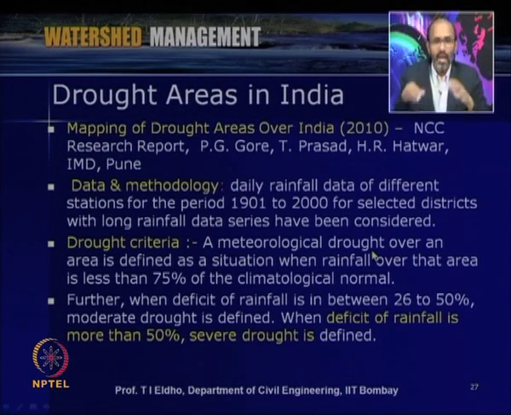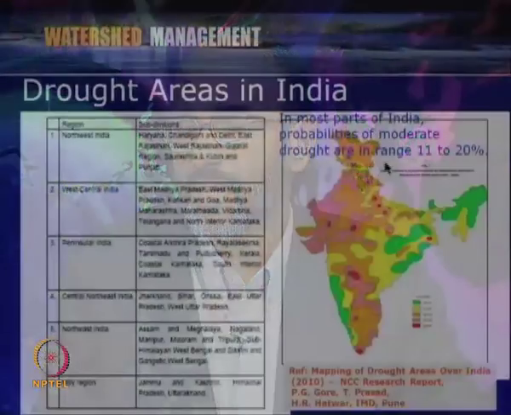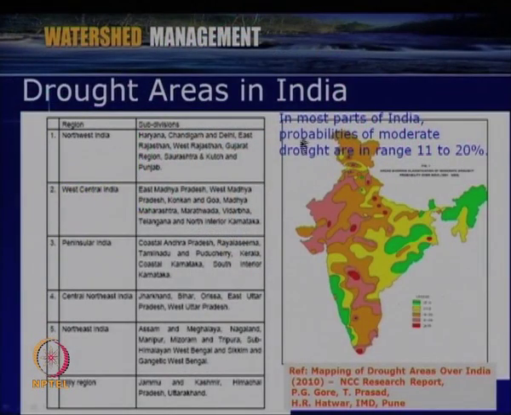So, accordingly, the Indian Meteorology Department has done a detailed study by considering the rainfall and precipitation pattern for the 20th century, 1901 to 2000, and they have come up with some results. They identified which areas will be most drought prone, and then they identified moderate drought prone areas and severe drought prone areas.